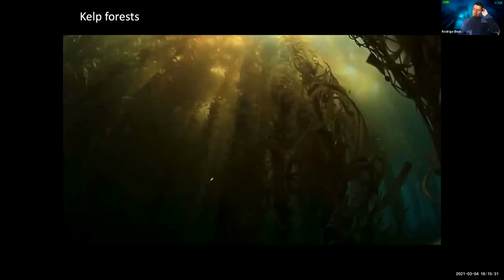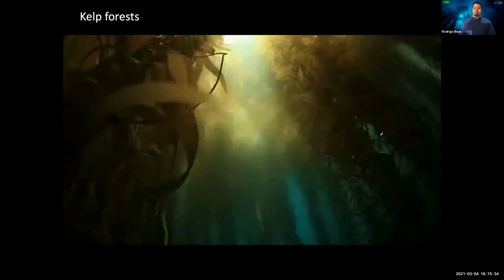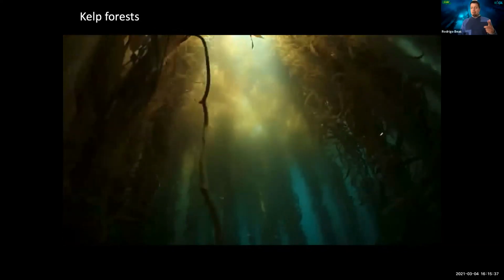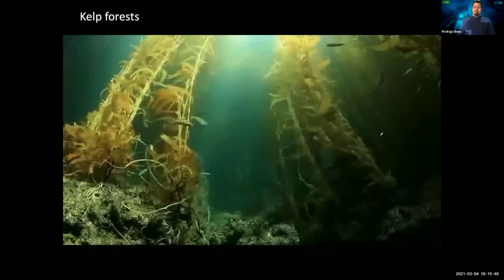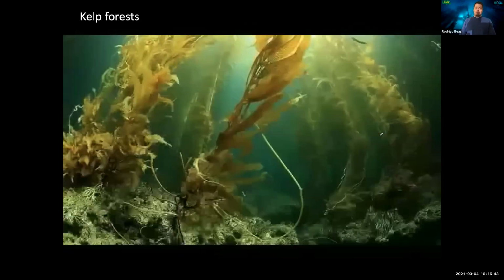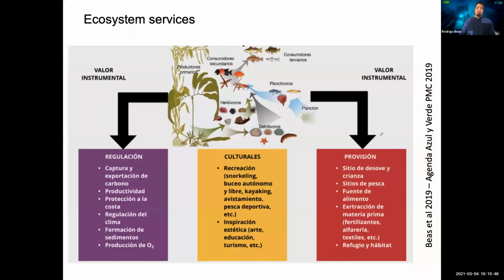Kelp forests are super beautiful, cold forests with a lot of species of birds, mammals, invertebrates, other algae, of course, and support a great diversity of ecosystem services. And you all know this, but this is a graph that we put together just to show that these ecosystem services can be divided in three big groups: regulation, cultural, and provision. One example of provision is fishing. One example of cultural includes recreation, education, and inspiration. And one of the regulation ecosystem services can be carbon sequestration.